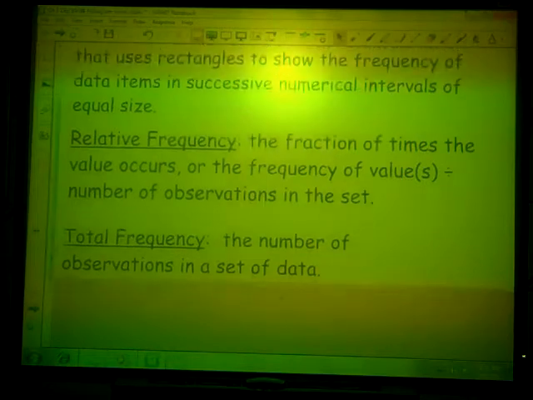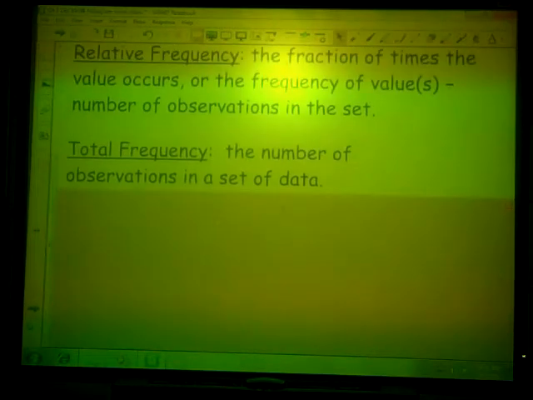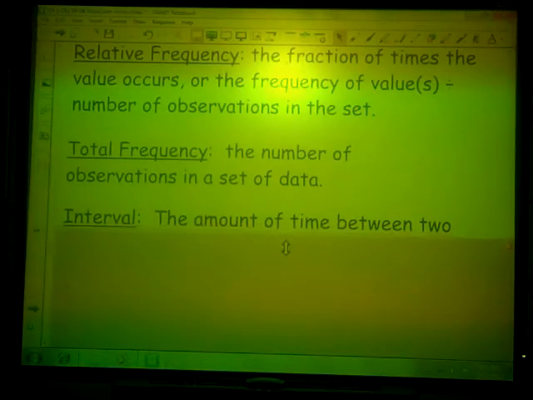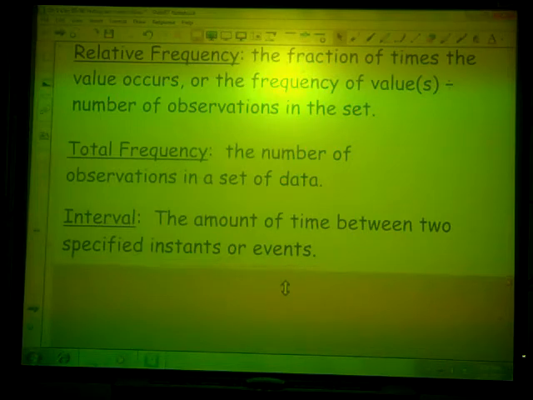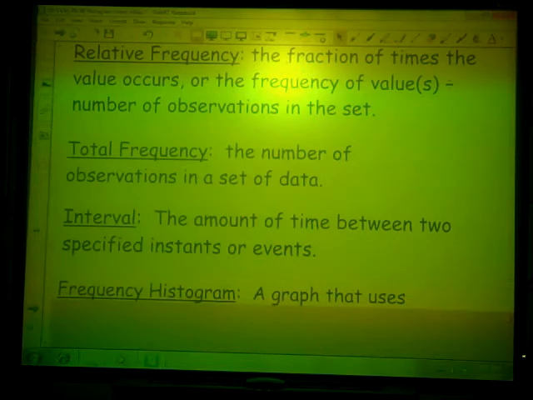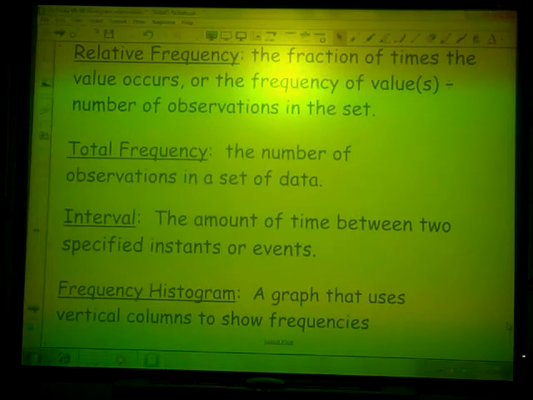So what's the total? And our last term is interval. Interval is the amount of time between two specific instances or events that take place. And our last term is a frequency histogram. This is a graph that uses vertical columns to show frequencies.